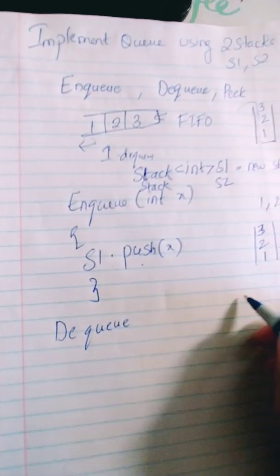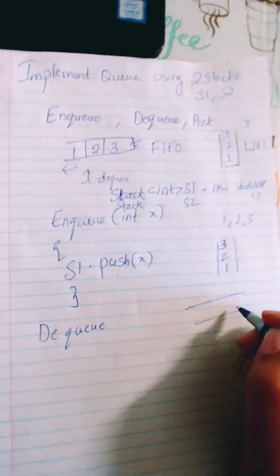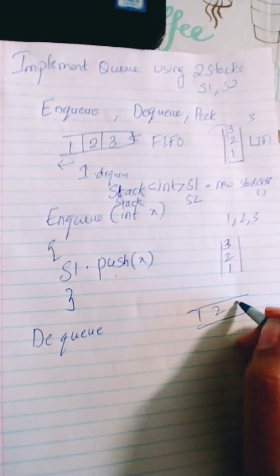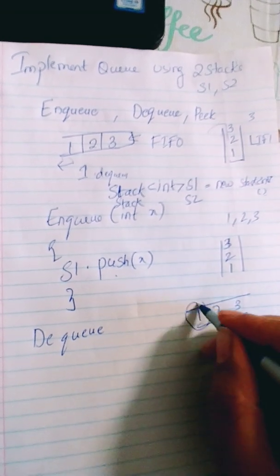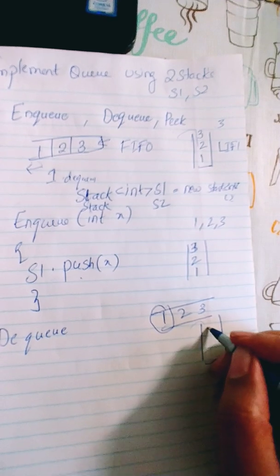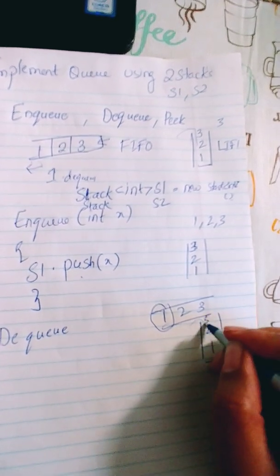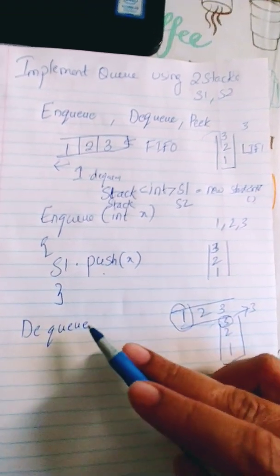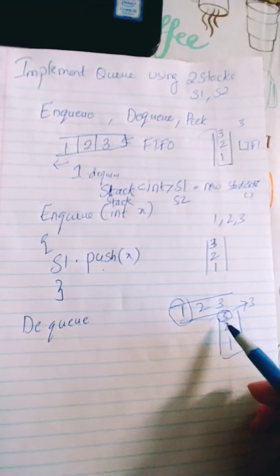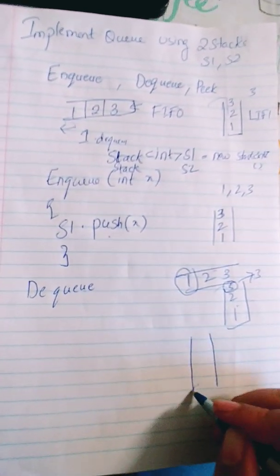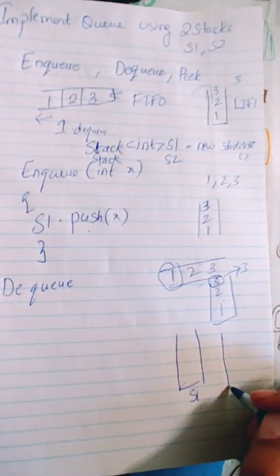For DQ, when we push in a queue, it is 1, 2, 3. And when we pop, this is the first element. And for a stack, when we push, it is 1, 2, 3. And when we pop, it is 3. But when we have to implement DQ using stacks, we take two stacks. So suppose this is S1 and this is S2.